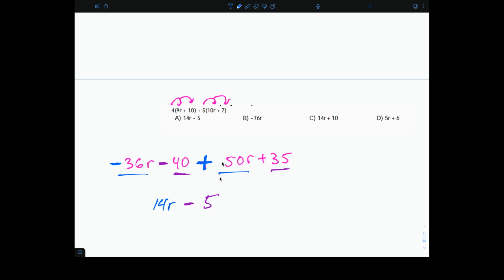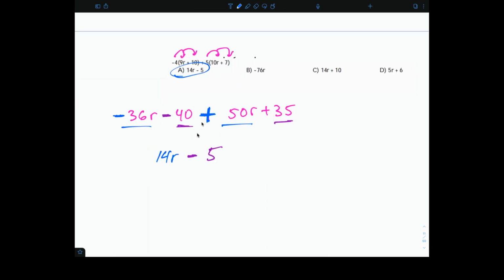Okay, so you've got to get your rules straight in your head. It's time, guys. It's time once and for all that this stuff starts sticking in your head. So hopefully that's okay, and we're going to move on.